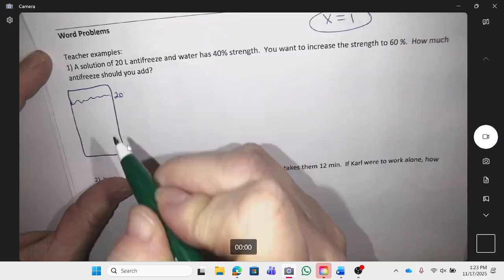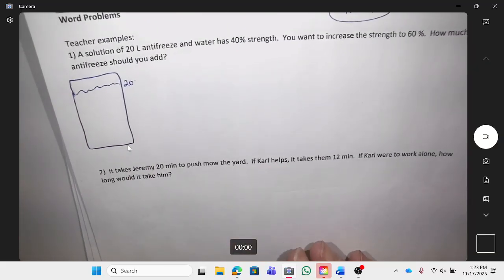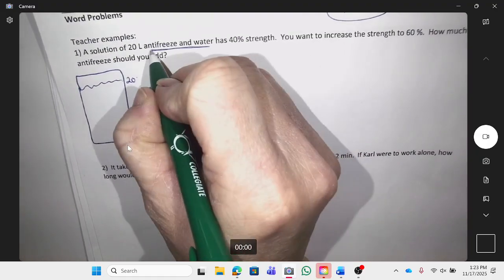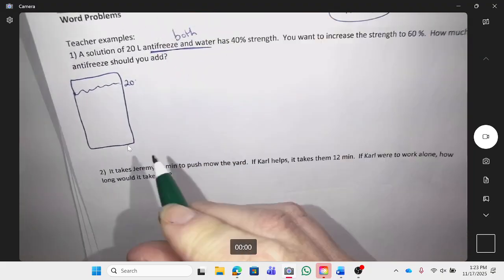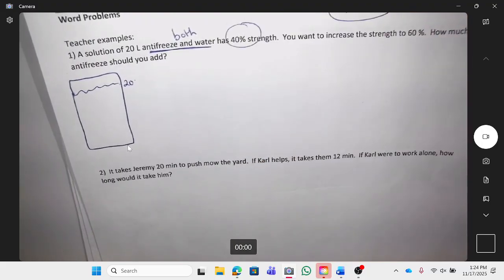So right now, there's 20 liters inside a jug. It has antifreeze and water in it. It has both things in it. So there's a mixture in there. Right now, it's 40% strength. So 40% of that fluid has antifreeze in it, right?